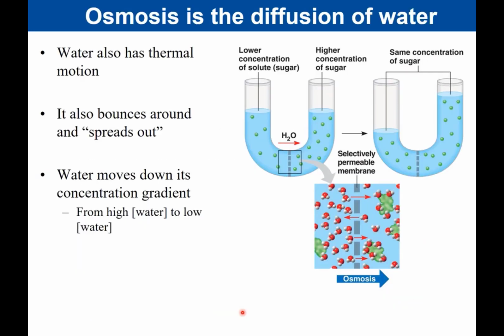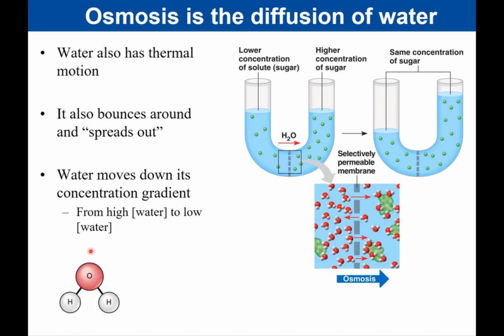So water also has thermal motion, and it will also bounce around and work to spread out. And water will also move down the concentration gradient, meaning that it will go from its high concentration, so that's what these brackets represent, that refers to concentration. So it's going to go from its high water concentration to its low water concentration. And so to understand how this works, we need to kind of review and talk about water.